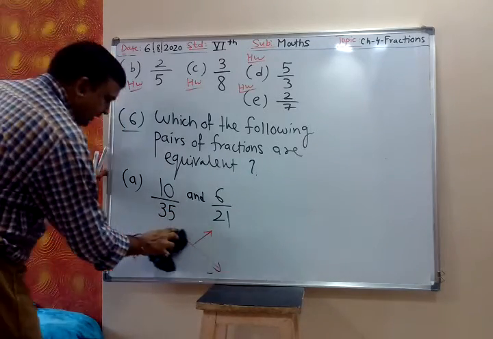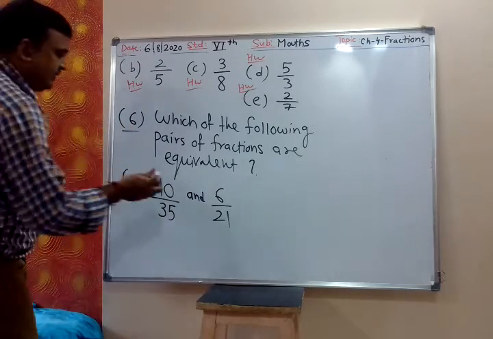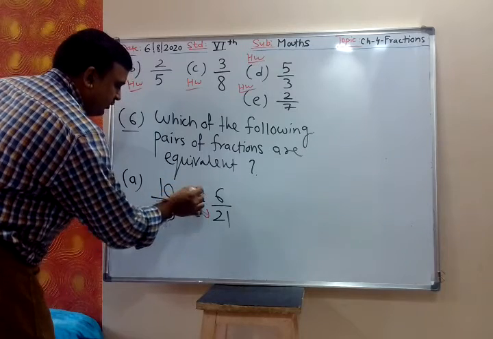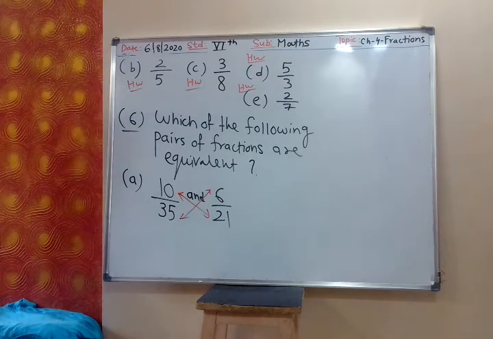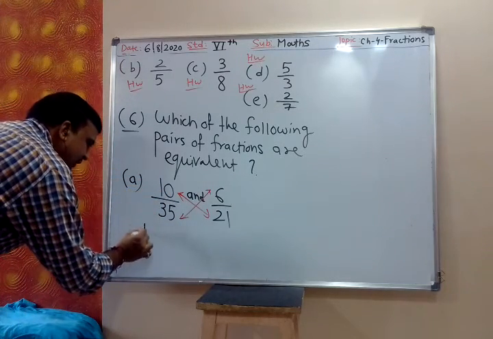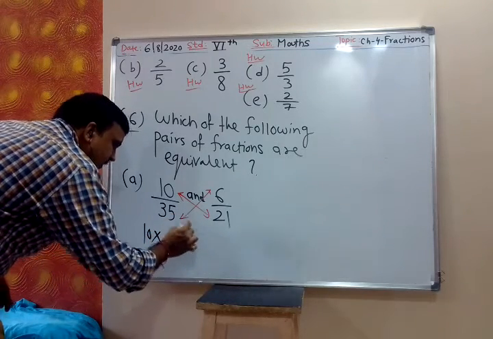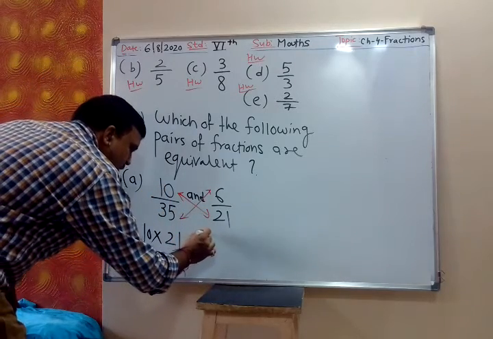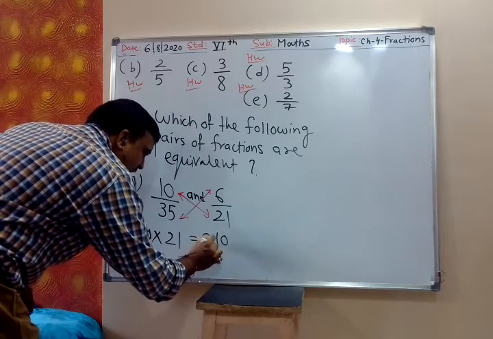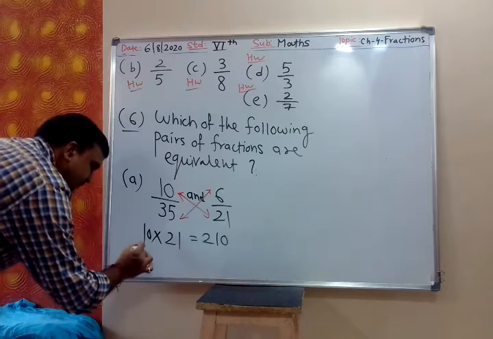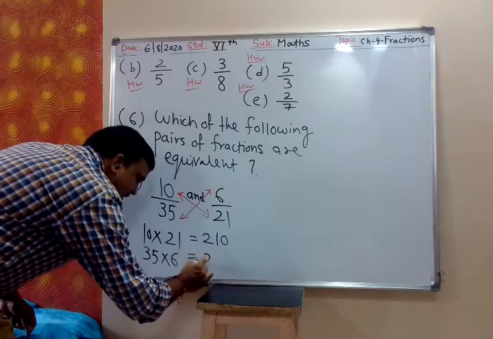In this we cross multiply. We have to cross multiply the diagonal. These are diagonal, and if they are equal, we cross multiply 10 into 21. What is 10 into 21? 10 into 21 is 210. Then we cross multiply 35 and 6. 35 into 6 is also 210.